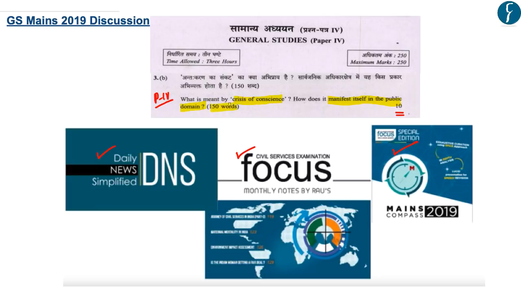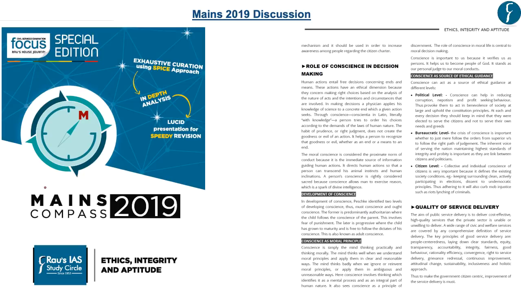Now, before we discuss the answer to this question, let us look at the various sources that have covered the related topic. This section was covered in the Mains Compass 2019 on page number 54 under the head Role of Conscience in Decision Making. In this write up, the basics of conscience were covered: what constitutes conscience, the development of conscience, conscience as a moral principle, and conscience as a source of ethical guidance, which is directly mentioned in the syllabus of General Studies paper 4.